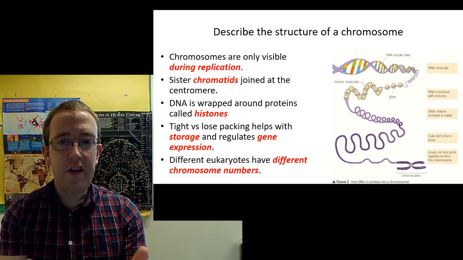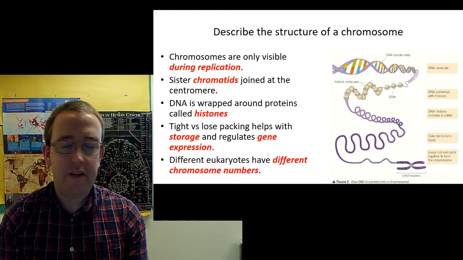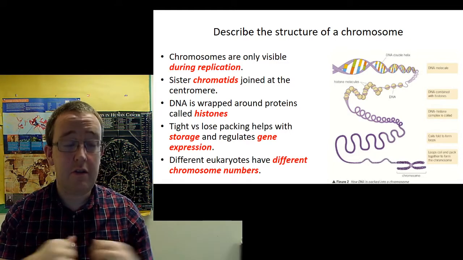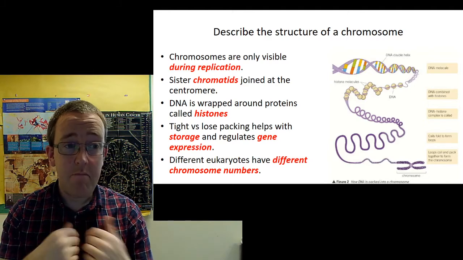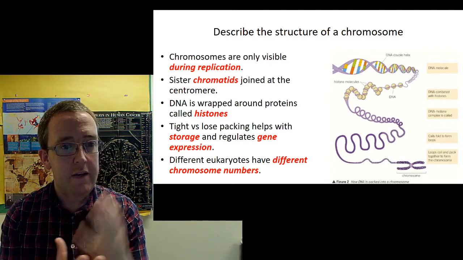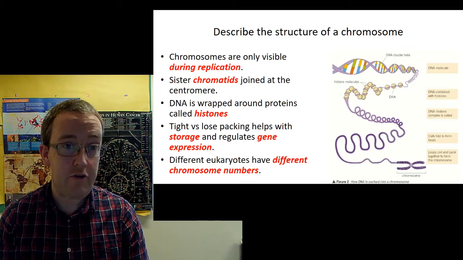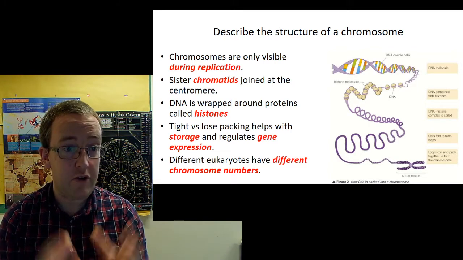If you didn't have all the DNA in your cell wrapped around histones, it would be a horrible, horrible mess. There's so much of the stuff. There'd be a massive tangle, so it needs to be somehow packaged and stored, particularly during DNA replication, during cellular replication.